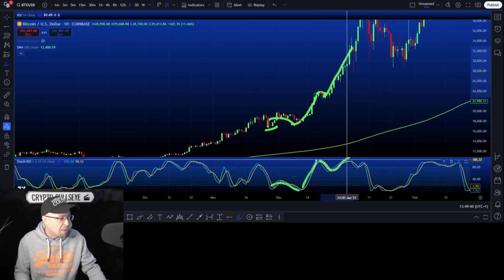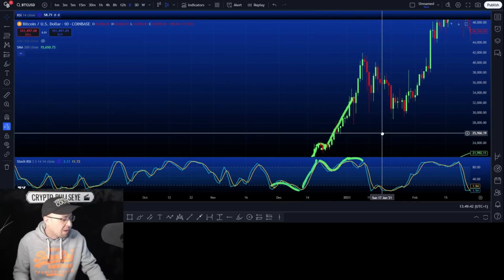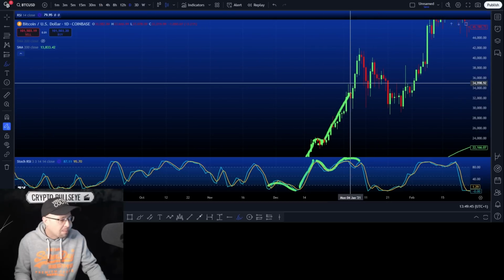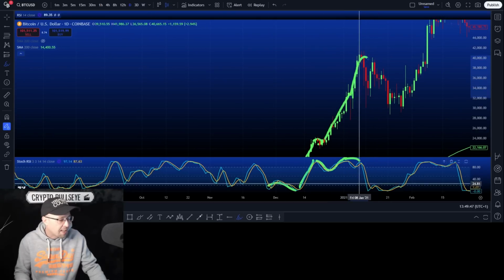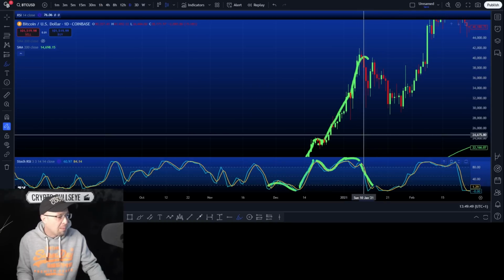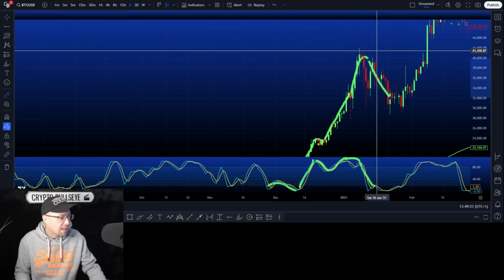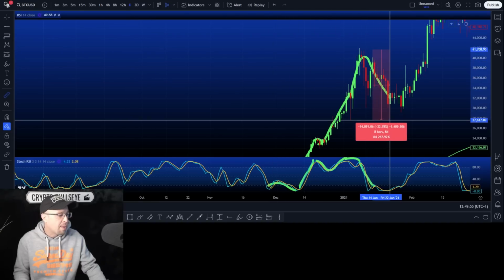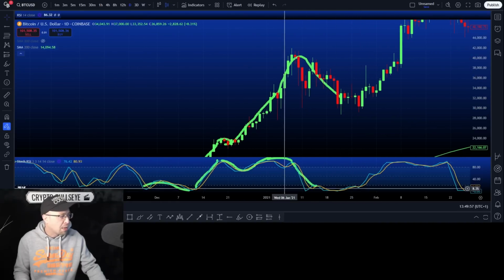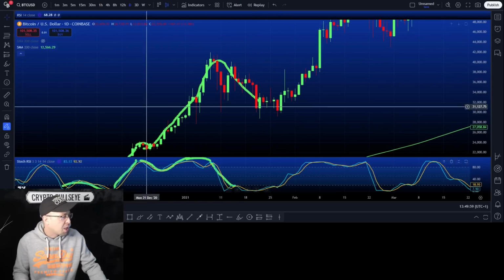Stochastic's overbought at this point. Then we need to cool down. Where do we need to cool down? Here. Stochastic's telling us we're cooling down, we're pulling back in price. It doesn't look like much actually, guys, but if you're taking profits here and then you're pulling back all the way here, that's dropping 33%. Stochastic's telling you you're overbought, coming back and you're oversold.